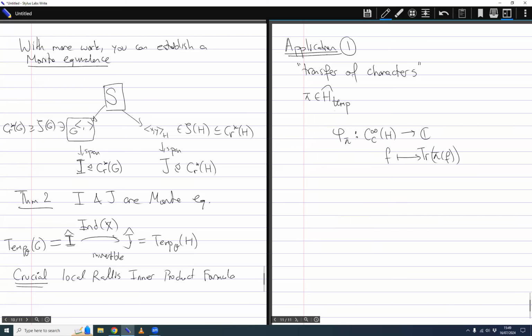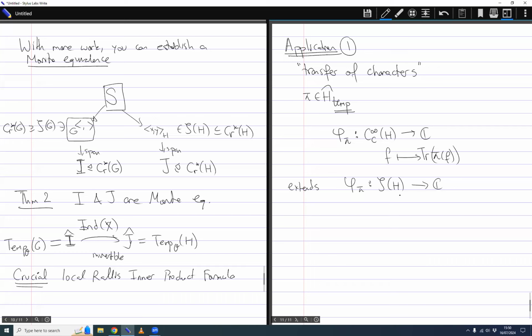But for tempered guys, that's kind of where the name "tempered" comes from. You can extend this to the Harish-Chandra-Schwartz algebra. This is again the space of fast decay functions that contains the space of test functions. You can extend it to here, so that you have a tempered distribution.